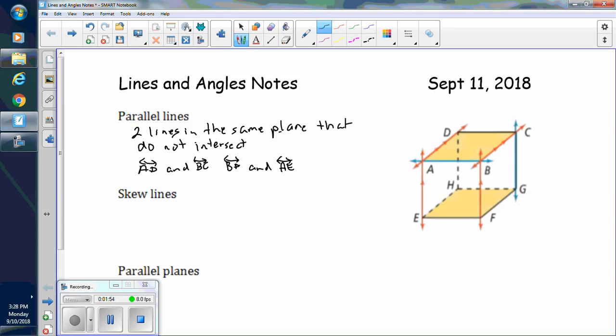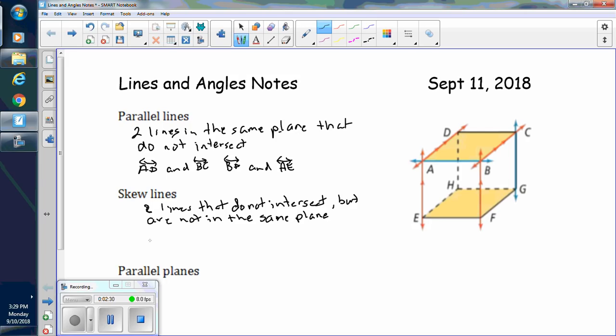Now skew lines are two lines that do not intersect, but are not in the same plane. So they're not on the same flat surface.